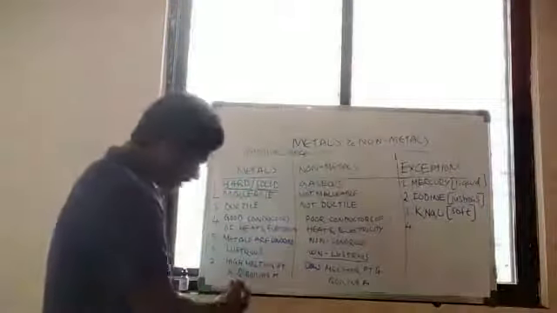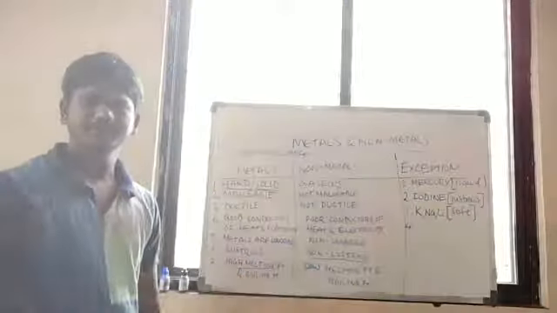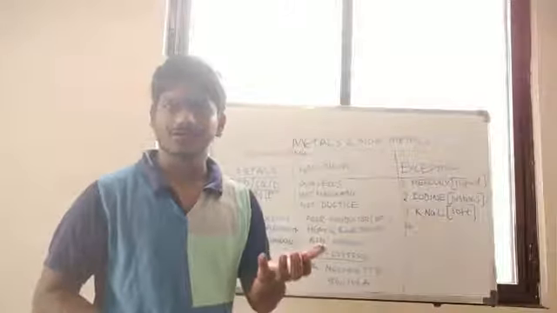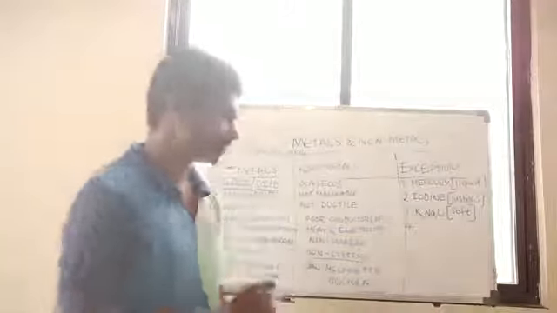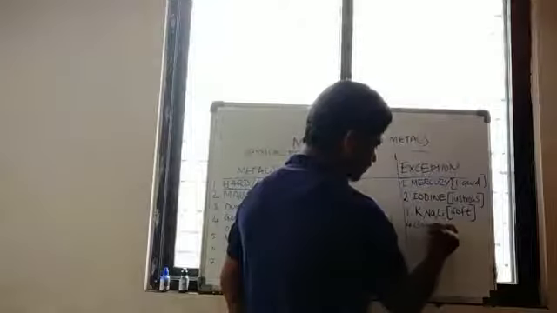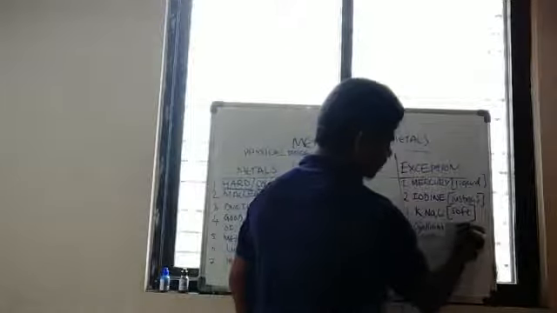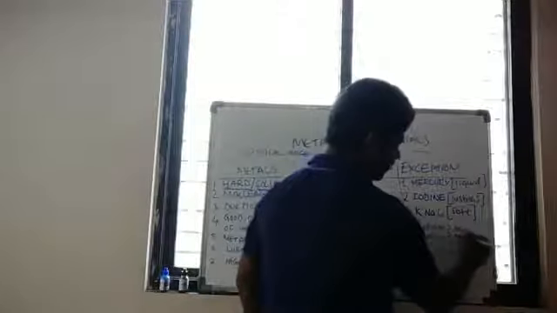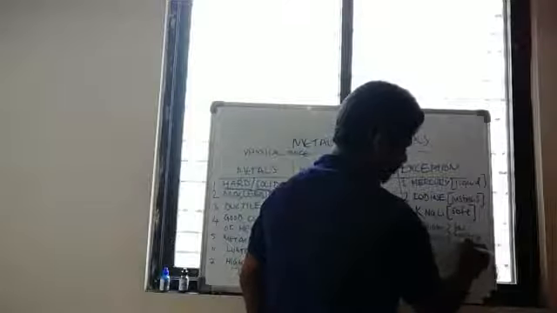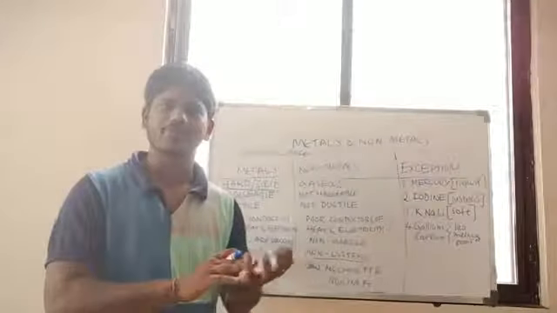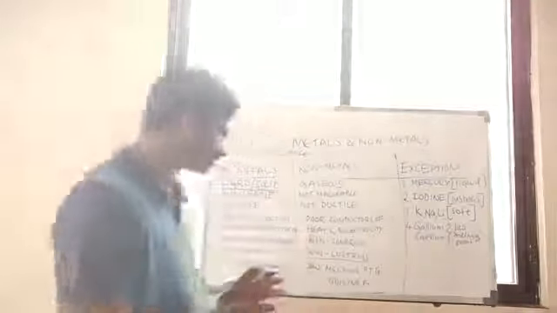Next, I have written here that metals have high melting point and high boiling point. But there are some metals that, as soon as you keep them on your palm, are going to melt, and those metals are gallium and cesium. Gallium and cesium are those metals which have a very low melting point. So that is about gallium and cesium.